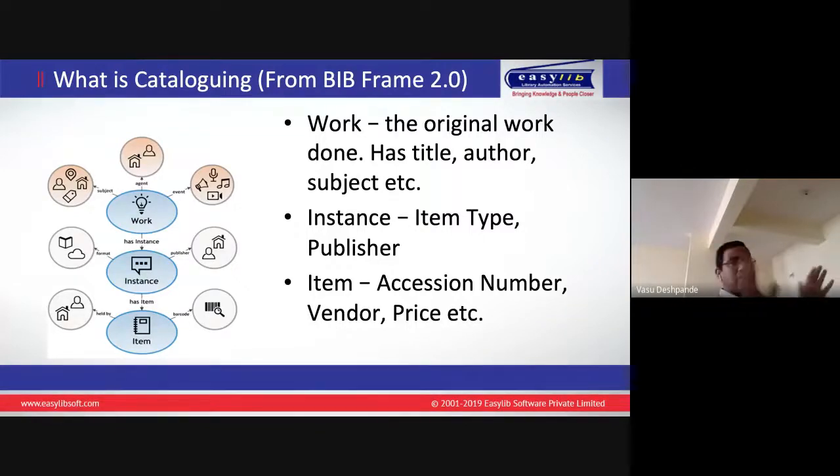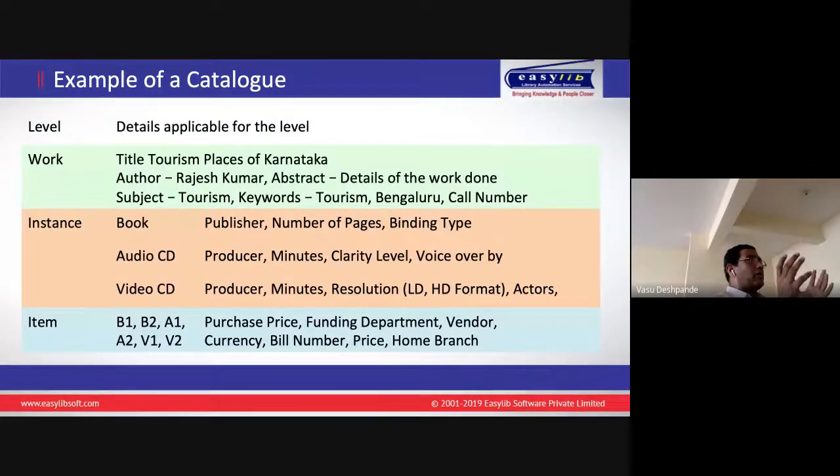So you write a book called Tourism Places of Karnataka. That's the title. You have an author, let's say your name is Rajesh, and you write some abstract. It's a tourism keyword you have added. So this is all part of the work. Then instance is you get a book printed. The book has a publisher, number of pages, binding type. You may have an audio book created out of that.